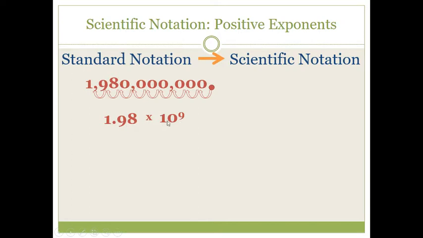And yes, if you typed that in on a calculator, you could get that number back. 1.98 times 10 to the ninth power is this 1,980,000,000 number. All right, so take a moment, pause the video, and see if you can write this number, which is in standard notation, in scientific notation.